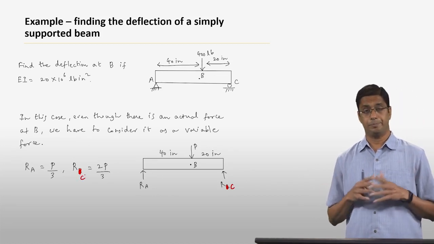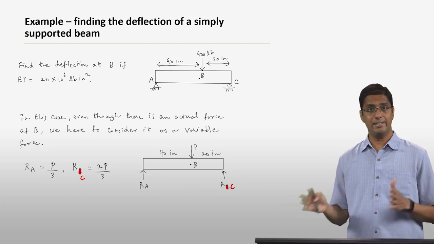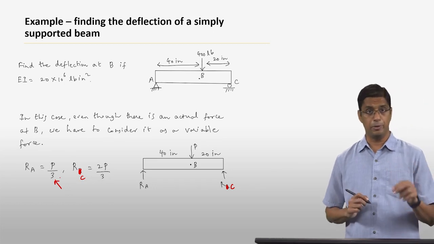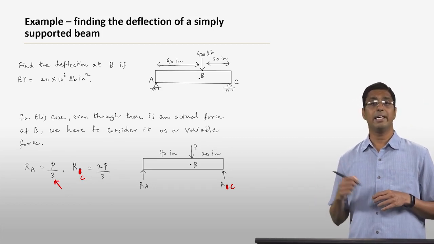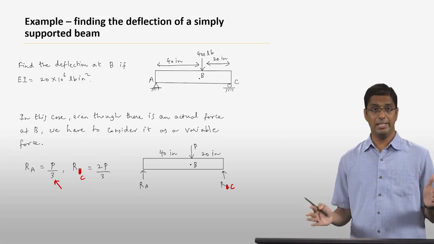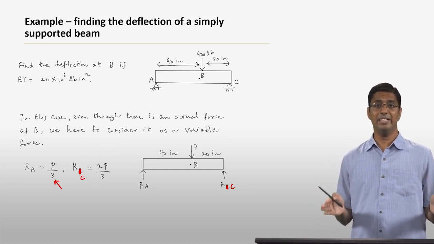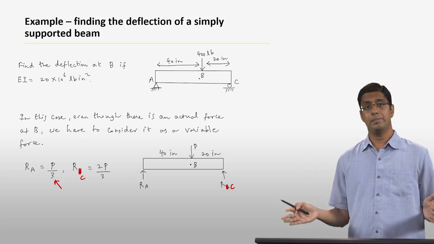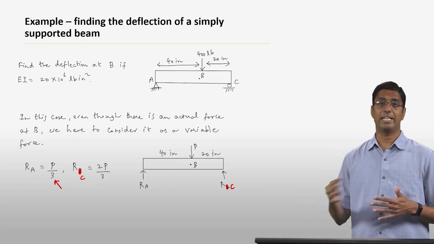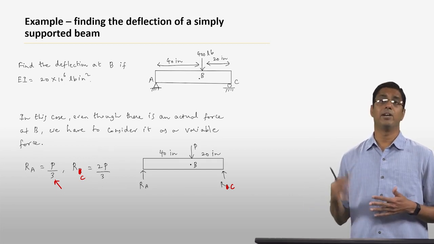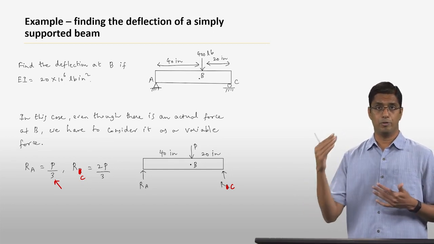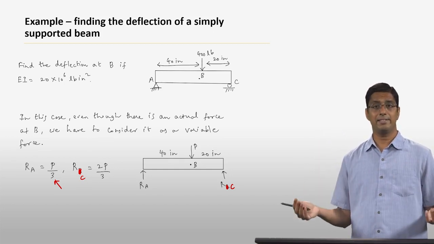So it is the two reactions RA and RC, and we can find that the reaction RA is P over 3 and RC is 2P over 3. I think this is very trivial for you to do. The main point here is that we again find the reaction in terms of the variable force P. The reason we do that is that when we write the moment function, it will also be a function of P.